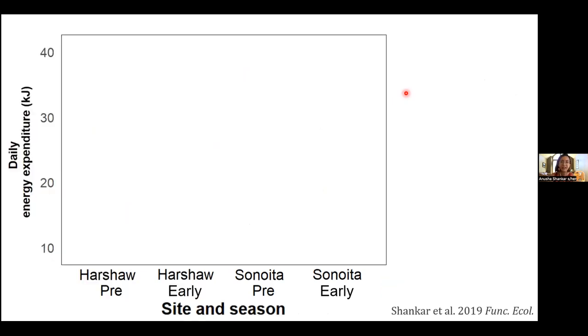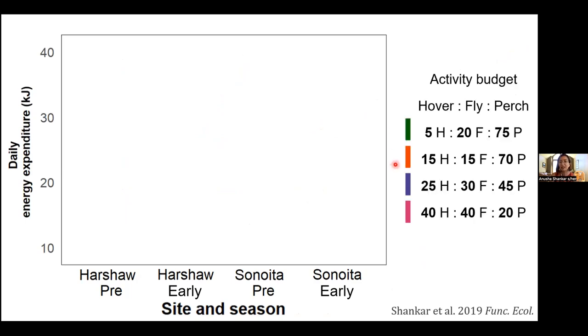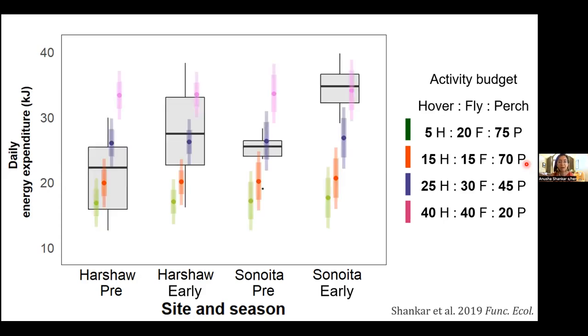So what was this because of? We modeled this with different activity budgets. The traditional activity budget is 15% of the day spent hovering, 15% of the day spent flying, and, I can't see this part of my screen, but I should know this by heart, 70% of the day spent perching. So we modeled some lower activity scenarios and some higher activity scenarios, because hummingbirds are too small to put Fitbits on them. But we were able to model how much energy they used for different activities. And the only situation that could explain Sonoita Creek in the early monsoon was this super high activity scenario where they were spending 80% of their day active and 20% perching.